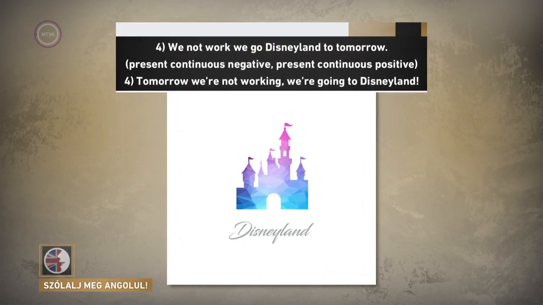Number 4, we not work, we go Disneyland to tomorrow. Present continuous negative, present continuous positive. Tomorrow, we're not working, we're going to Disneyland. Hooray for you! Okay, you might not be working tomorrow, but we're working now.